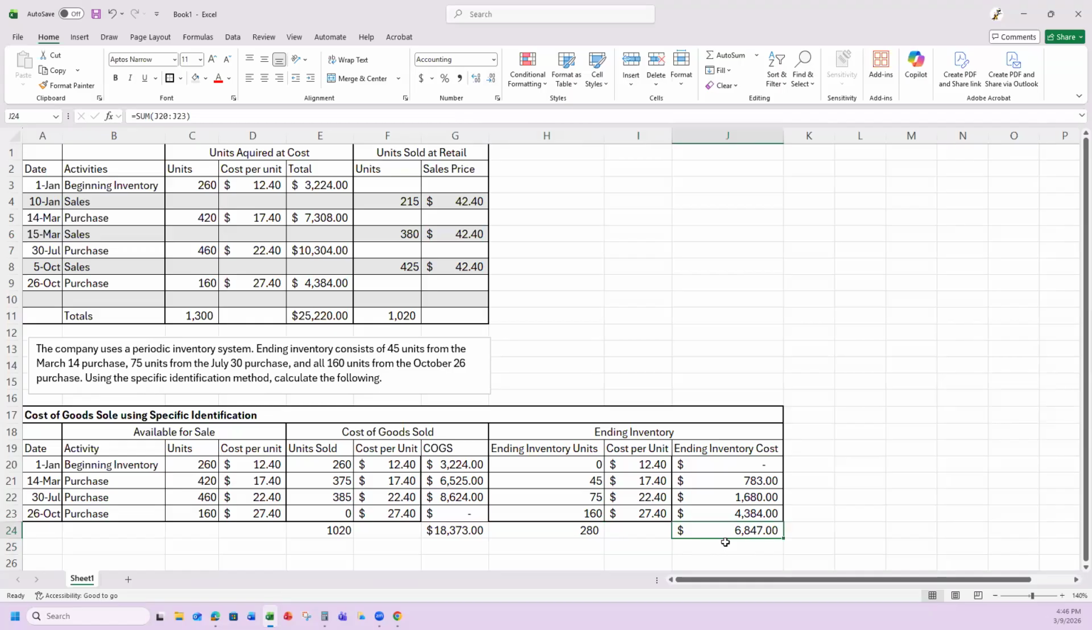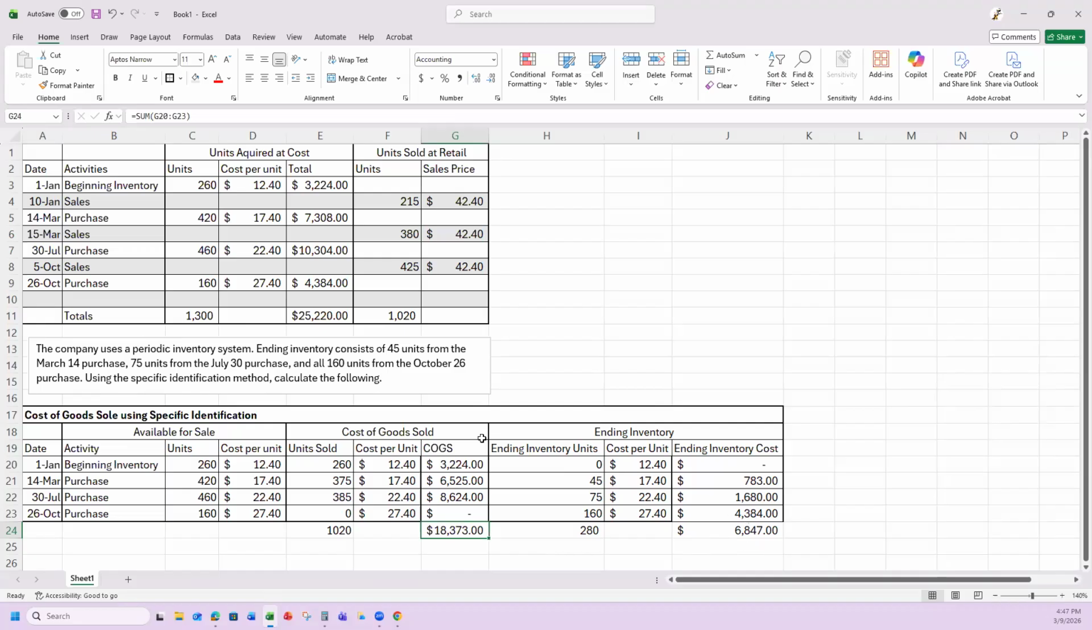So again, pretty easy in the sense that we don't have to worry about first in, first out or last in, first out. In this case, it gives us the number of units we have left over, so we can subtract that from the number of units we had available during the month, and that tells us how many we sold. Take the number sold times their cost, and that gives us cost of goods sold. And take the number in ending inventory times their cost, and that tells us our ending inventory.